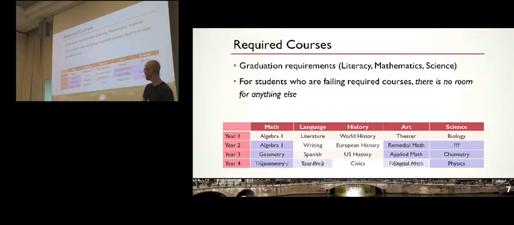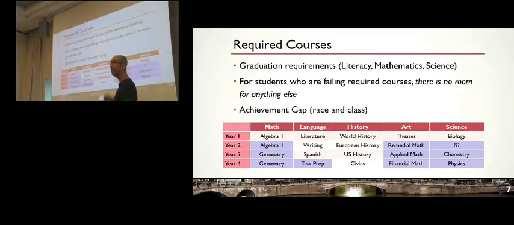This problem gets twice as bad if a student fails a second class. Now they have no room in their schedule for anything that isn't a required course. So if we are trying to get computer science into schools in our country, this is a major design constraint for us, because the kids who fail these classes, by the way, tend to break along race lines and class lines in the United States. So we're losing equity right off the bat. The only kids who can take the class are the kids who are passing all their required courses. So this is a problem.